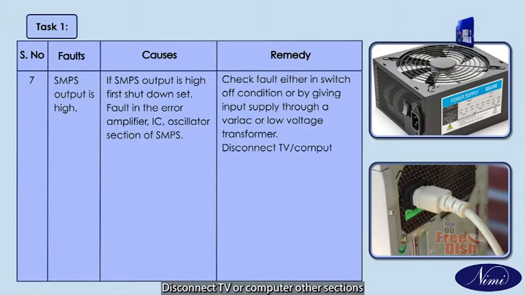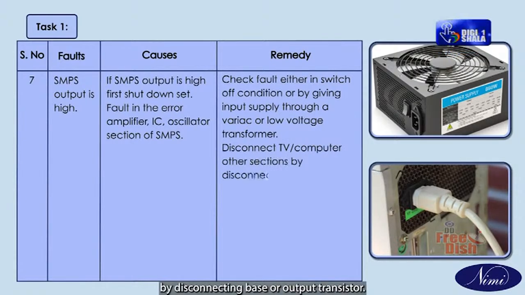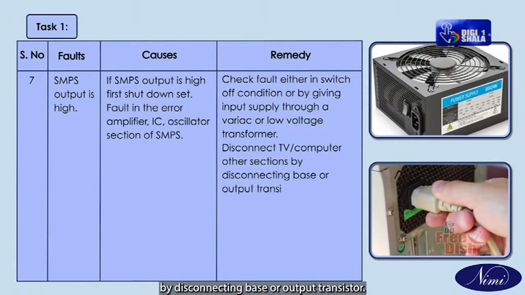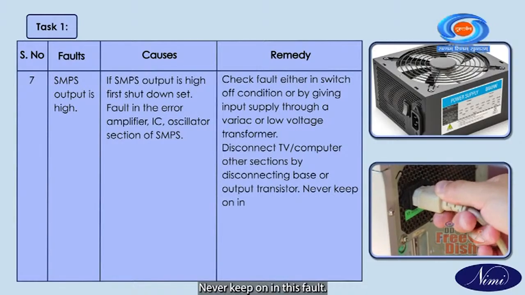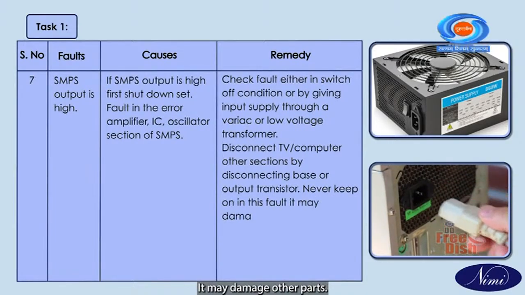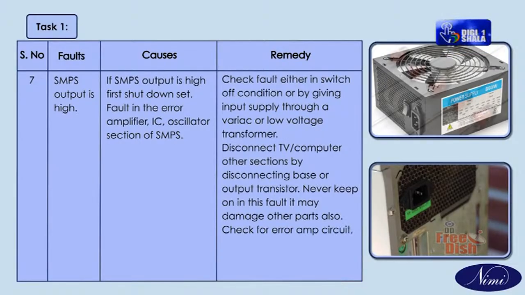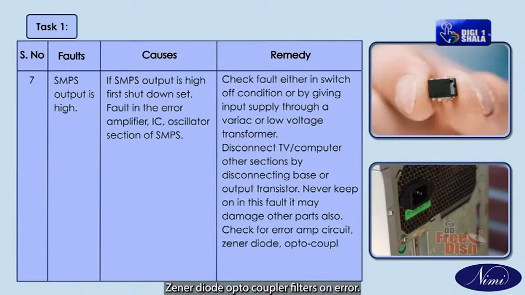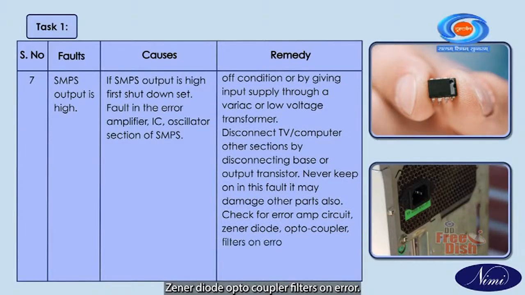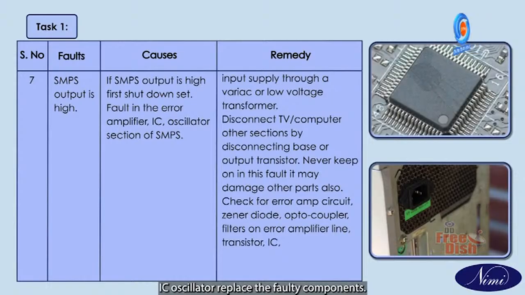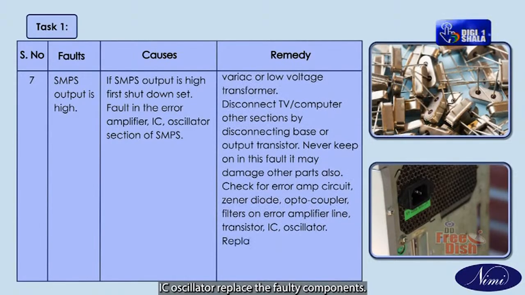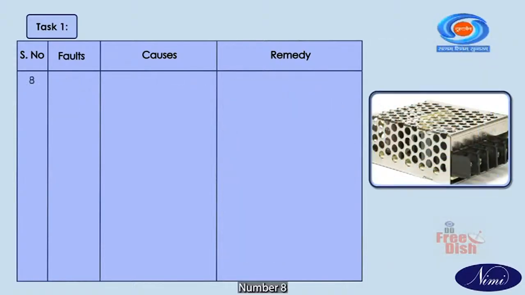Disconnect TV or computer other sections by disconnecting base or output transistor. Never keep it on in this fault. It may damage other parts also. Check for error amp circuit, Zener diode, optocoupler, filters on error amplifier line, transistor, IC, oscillator. Replace the faulty components.